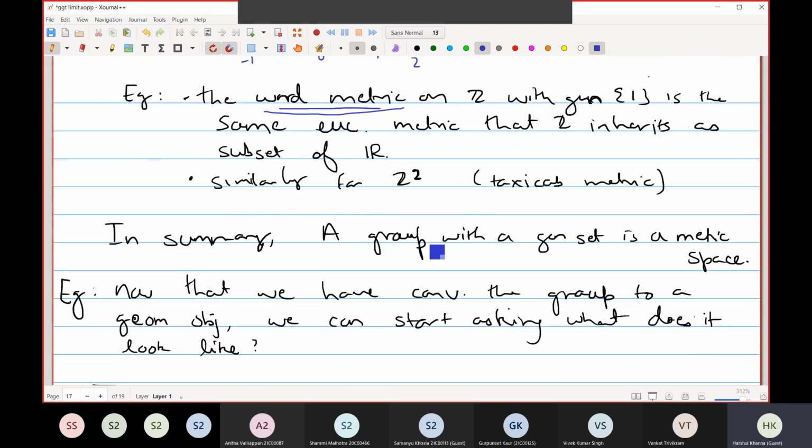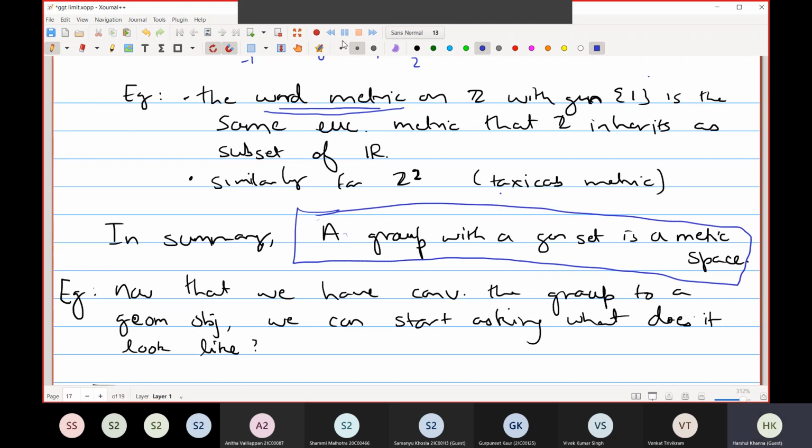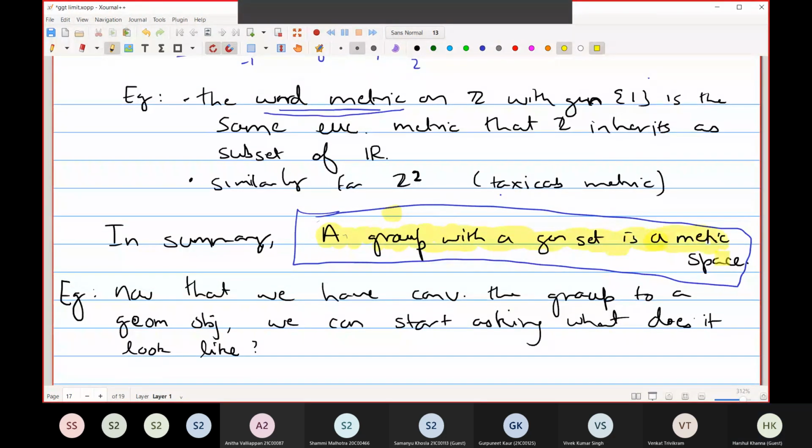Similarly for Z2, there is something called the taxicab metric. You can look at it. In summary, this is an important statement, let me just highlight it. A group with a generating set is a metric space. This is an important statement.